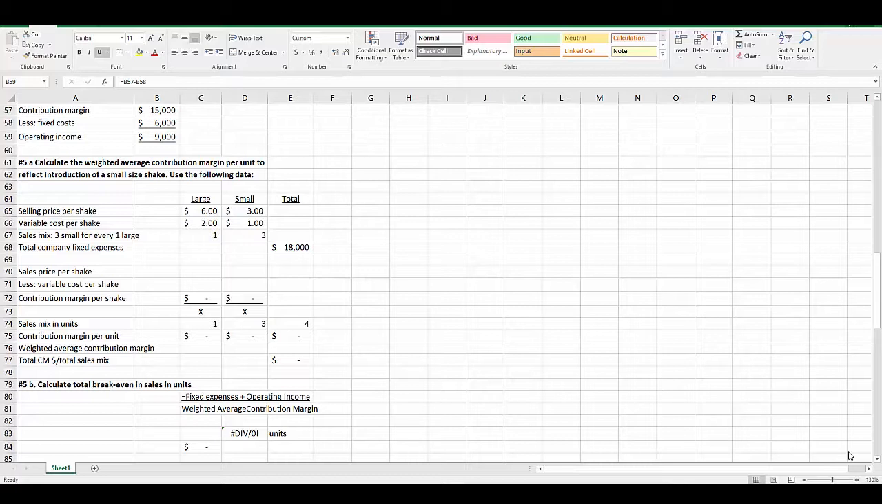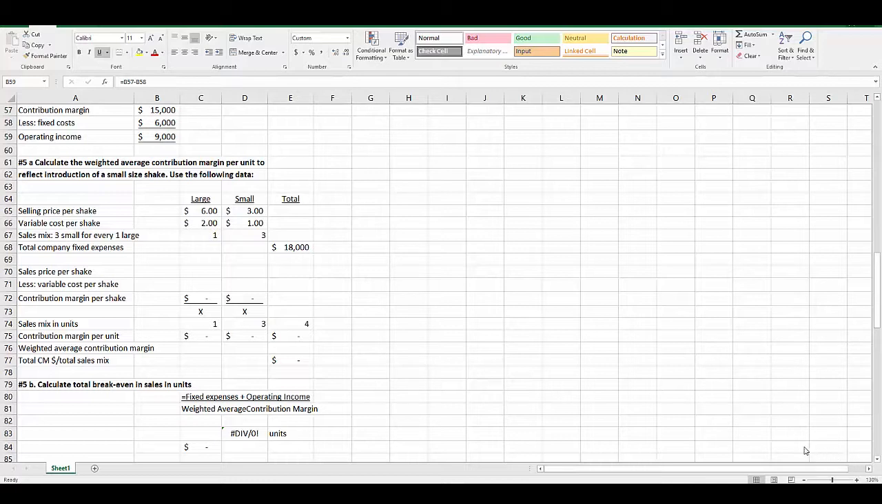The total company fixed expenses is $18,000. So that's combined, regardless if they're making just large shakes or small shakes. So the fixed expenses are $18,000. So now what we are aiming to do here with this problem is to identify what our weighted average contribution margin is and our total contribution margin with our sales mix of 1 and 3.